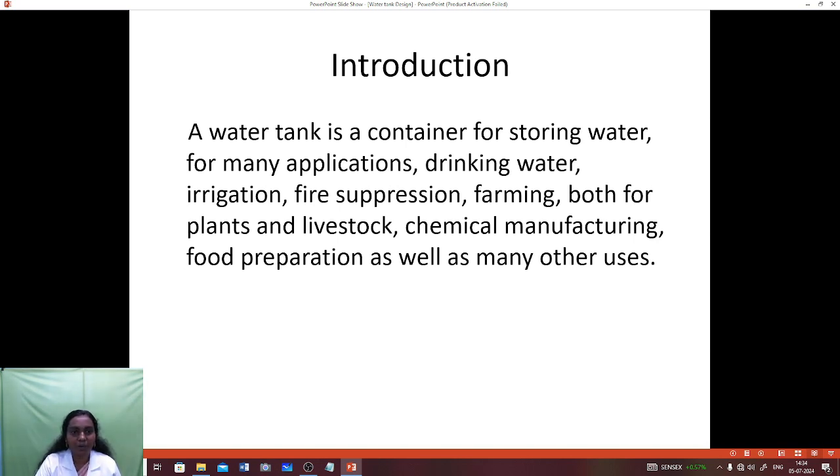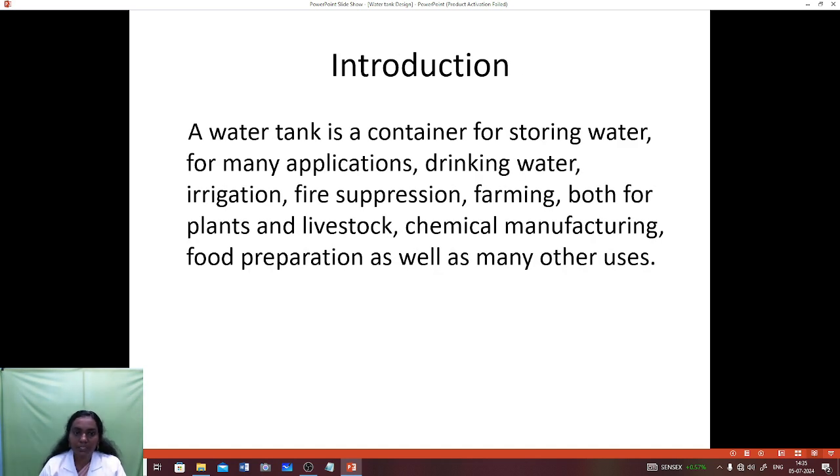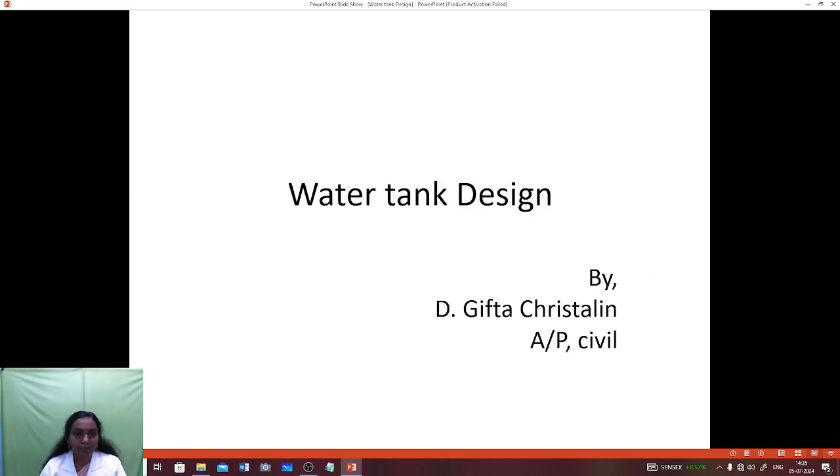Introduction about the water tank. A water tank is a container for storing water with many applications: drinking water, irrigation water, fire supply, farming for both plants and livestock, chemical manufacturing and food preparation, as well as many other uses. The main purpose of the water tank is for storing water, which is used for various purposes like irrigation and so on.